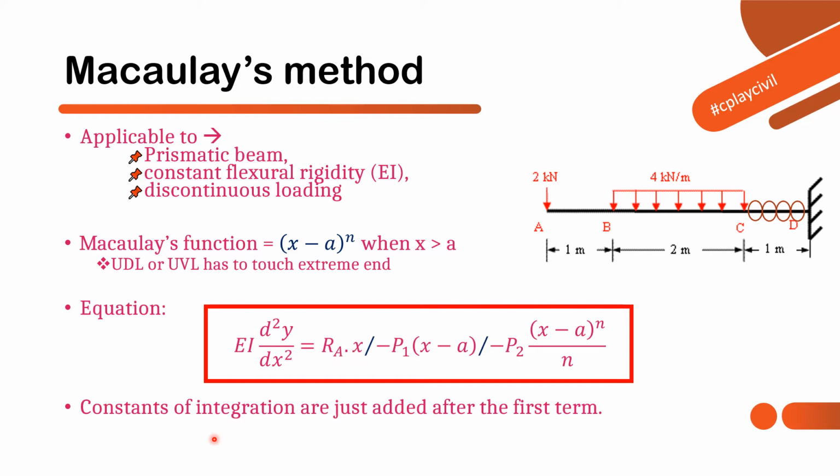So likewise we have to add the constants of integration after the first term only when we calculate slope and deflection using Macaulay's method. So we have learned the Macaulay's method, when it is applicable, and what is the Macaulay's function. Let's move on to the next method.